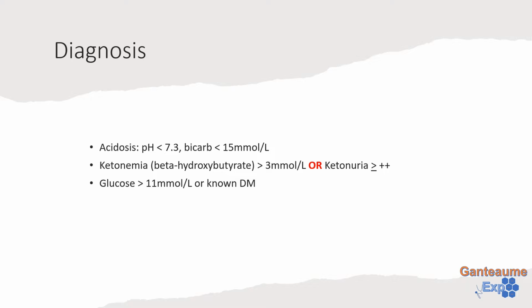Then we have glucose of more than 11 millimoles per liter, which roughly translates to more than 250 milligrams per deciliter, or known diabetes. And here we also keep in mind that some patients can present with DKA but normal glucose, and that's something we call euglycemic DKA. So that was the diagnostic criteria, and now we're going to turn to the investigations.